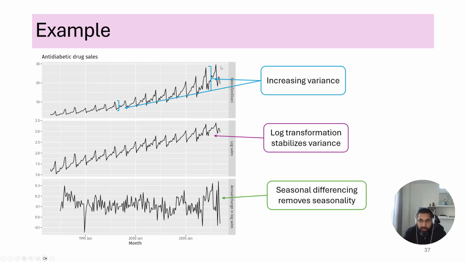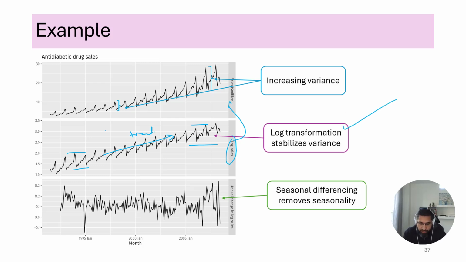So first we're going to stabilize the variance with a log transformation. That's the second plot. When you take the log of this value, you can see that the variance has been stabilized. So there's no more increase. There's an increasing trend, right? But there's no increasing variability. So we did a log transformation and it worked.